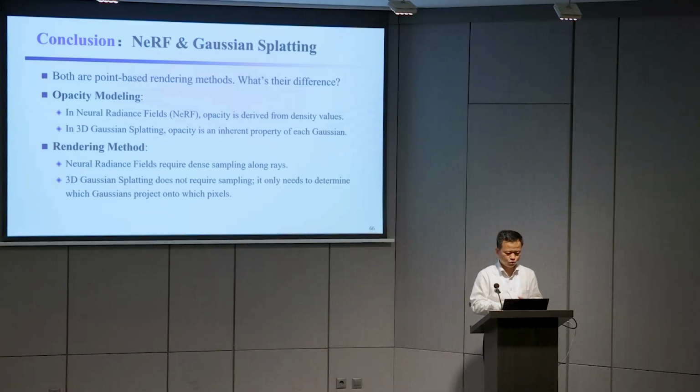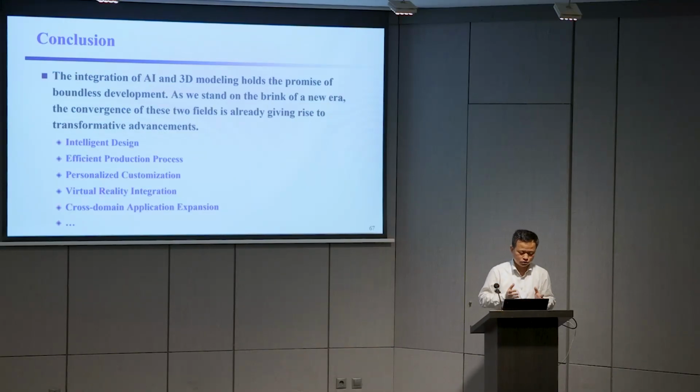And for rendering method, NeRF requires dense sampling around the ray, and 3D Gaussian splatting does not require sampling. It's only needed to determine which Gaussians project onto which pixel. So the integration of AI and 3D modeling holds the promise of boundless development. As we stand on the brink of the new era, the convergence of these two fields has already given rise to transformative advancements, such as intelligent design, efficient production process, personalized customization, virtual reality integration, and cross-domain application expansions.